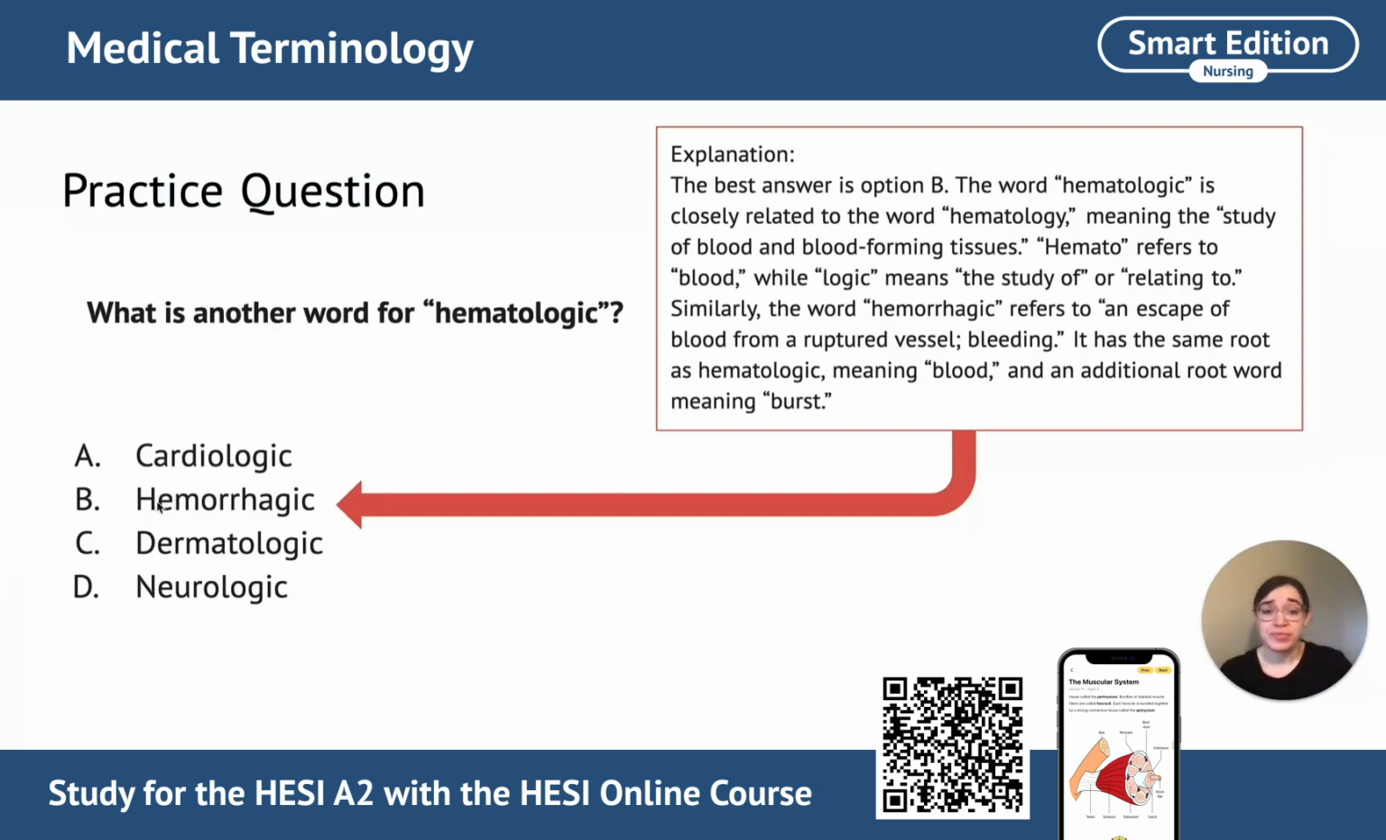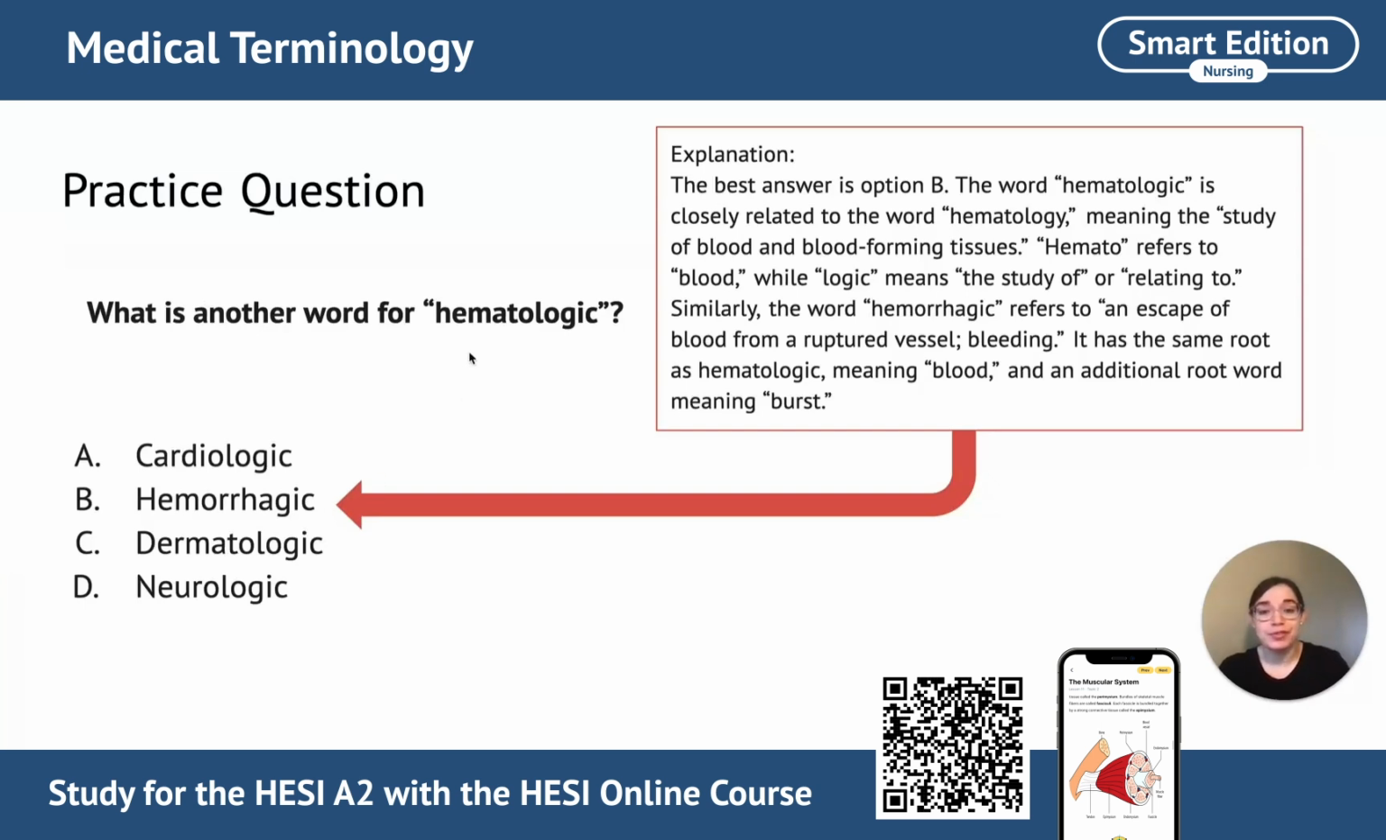Similarly, the word hemorrhagic has that same root word, heme, meaning blood, but the other root word attached to it. So sometimes there are two root words that make up a word instead of a root word plus a prefix plus a suffix, and that's the case here. So this additional root word here at the end means burst. So hemorrhagic refers to an escape of blood from a ruptured vessel or bleeding.